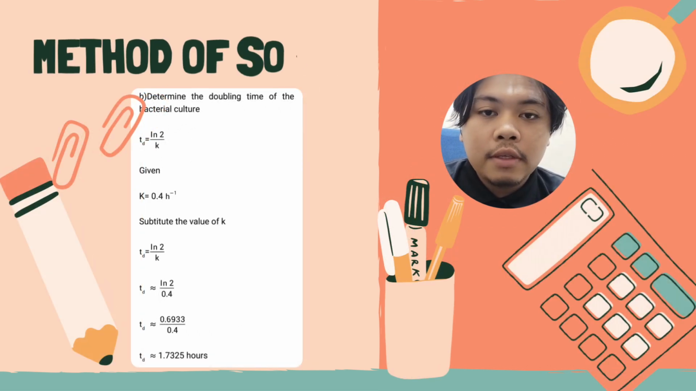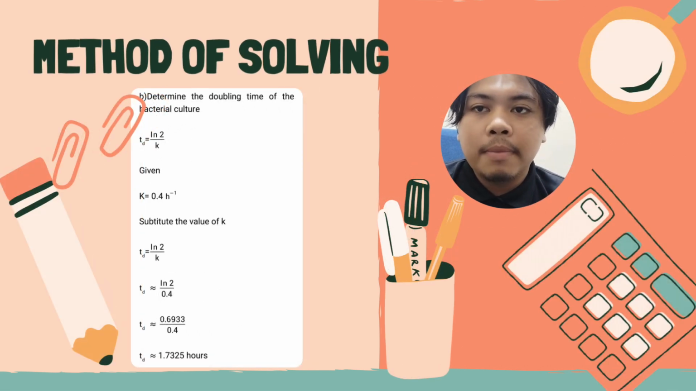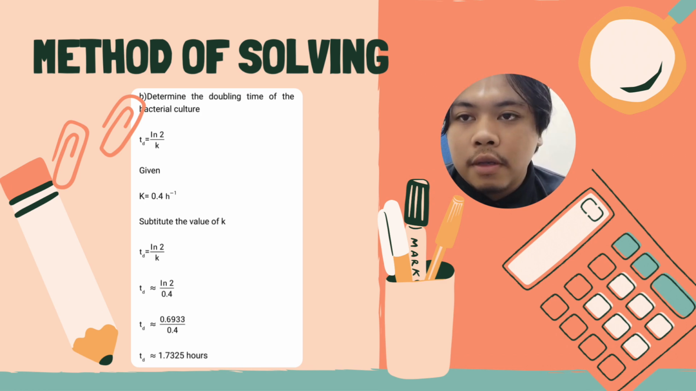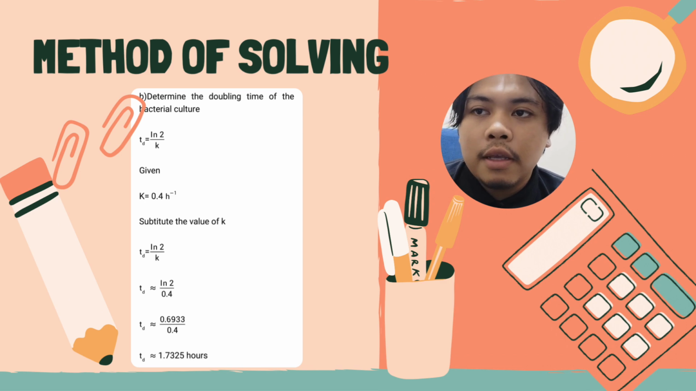The next question is to determine the doubling time of the bacterial culture. Here is the equation. In the equation, k is the specific growth rate. This parameter quantifies the rate of growth during the exponential phase and can be experimentally determined from the slope of ln N versus t.